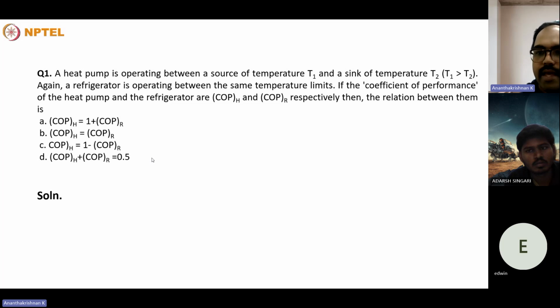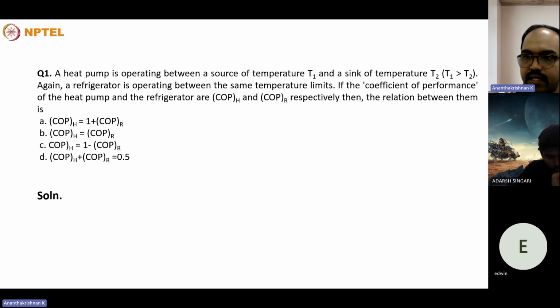The question says a heat pump is operating between a source of temperature T1 and a sink of temperature T2, and the source will obviously be at a higher temperature than the sink, so T1 greater than T2. A refrigerator is operating between the same temperature limit. If the coefficient of performance of the heat pump and the refrigerator are COPH and COPR respectively, then the relation between them is which out of the four options?